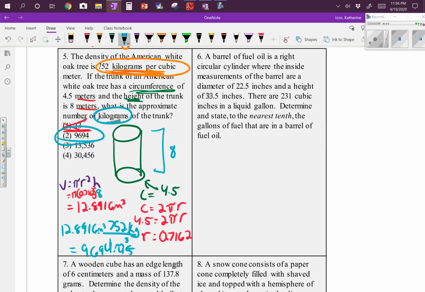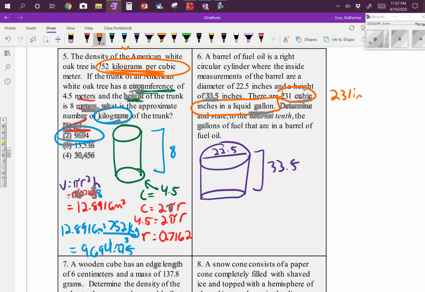All right, next one. Barrel of fuel, going to be that beautiful cylinder again. Inside measurements of the barrel give us a diameter of 22.5 and a height of 33.5. And here is our conversion: 231 inches cubed equals 1 gallon. We want to figure out how many gallons are in there.